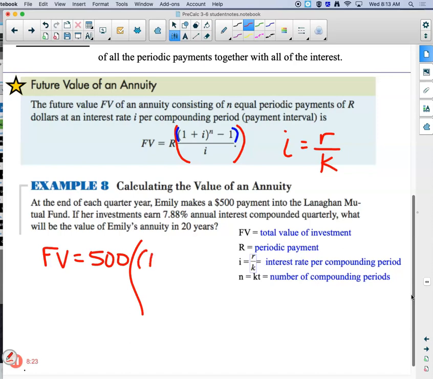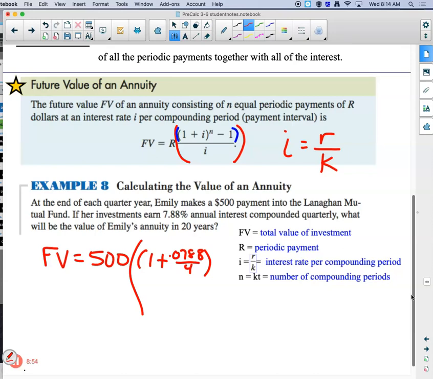Now, big parentheses. We've got 1 plus I. And I, again, is the interest rate divided by the number of times that that's going to be compounded. So 0.0788, moving our decimal 2 places. And they mentioned in here twice that this was going to be quarterly. We've got each quarter year and compounded quarterly. So 1 plus 0.0788 divided by 4.